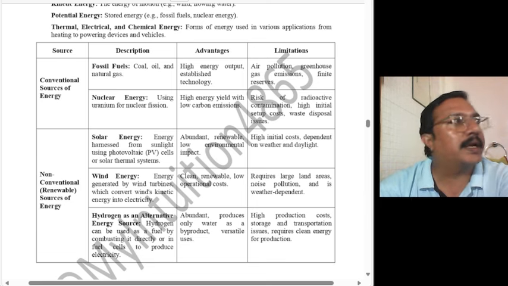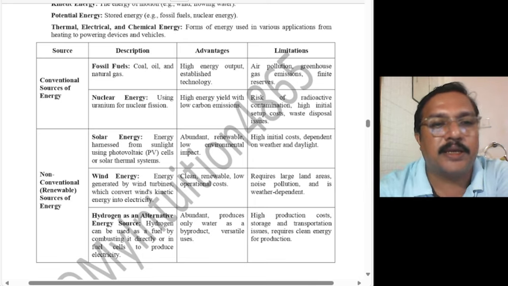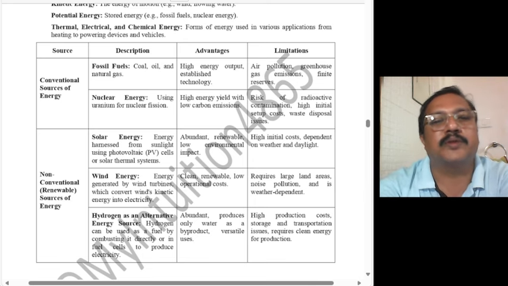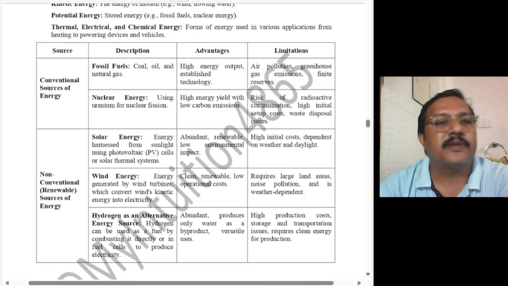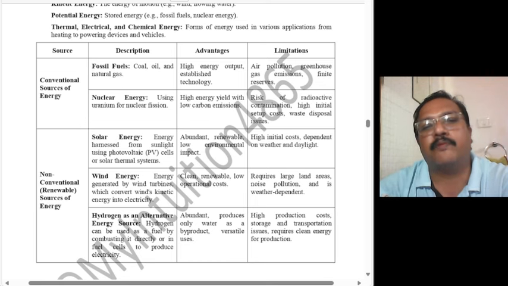Then comes nuclear energy. Nuclear energy is produced by using a material called uranium. When uranium atoms are split, that process we call fission. During fission a large amount of energy is released that can be used. The advantage is that nuclear energy produces a high amount of energy without emitting carbon dioxide, making it low in pollution compared to fossil fuels.